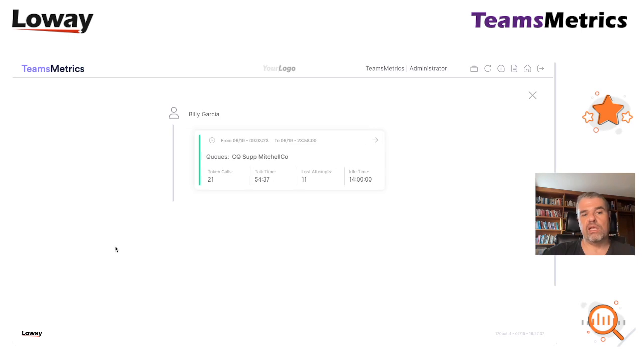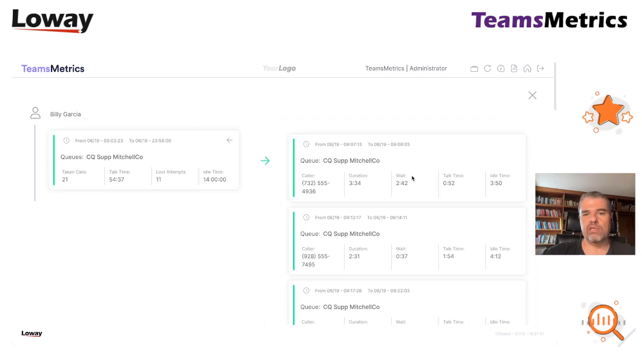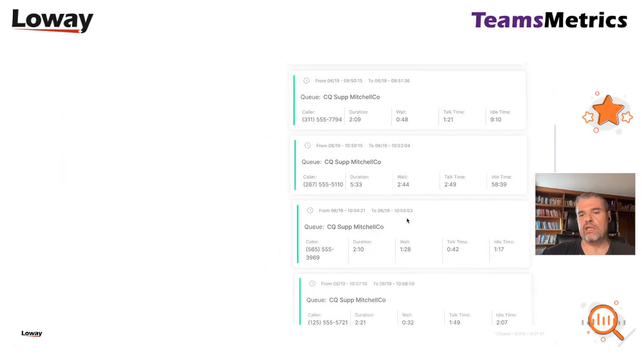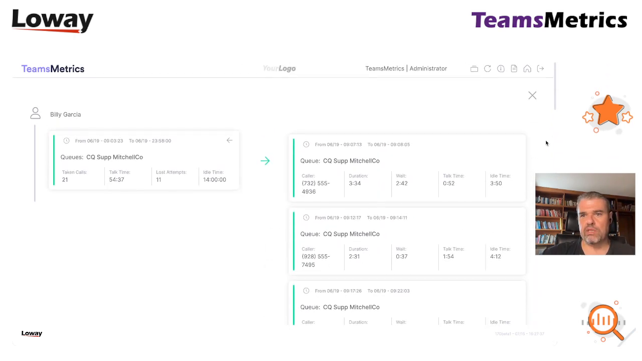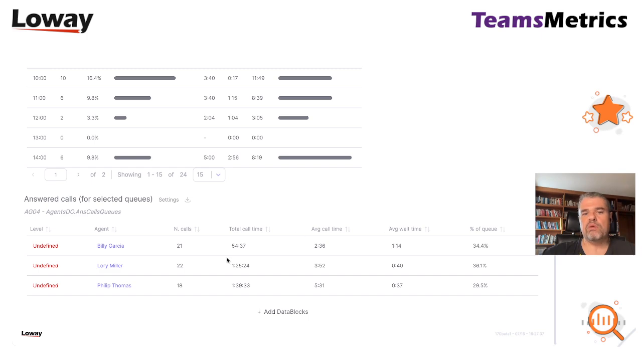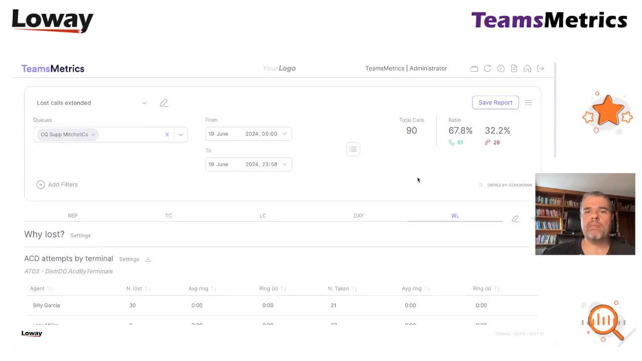And if we click on the agent, we're going to see the details of the queues and of all the calls that were handled during these queues. Okay, so we know that this agent was not especially busy because out of one day he worked for like 50 minutes, 1 hour, let's say. So what could have been happening here?